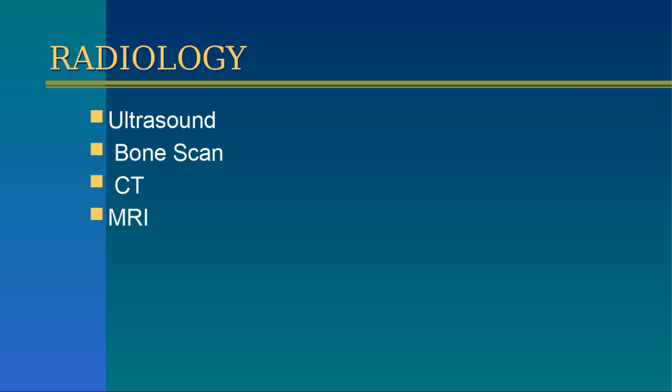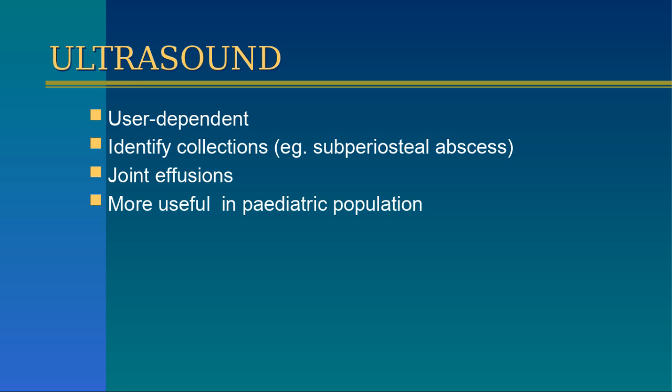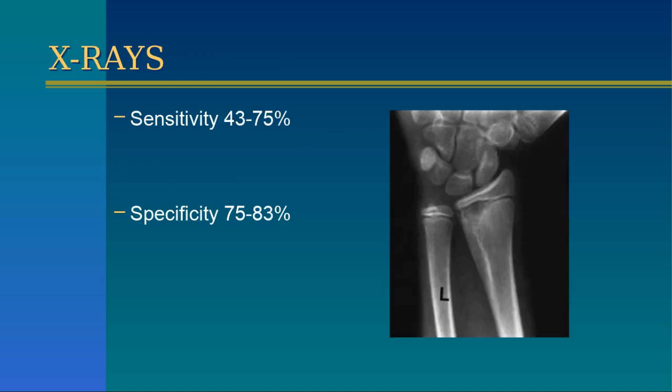Radiology, nothing specific. We do the usual ultrasound, bone scan, CT scans, MRIs, but the ultrasound of note is very user dependent. But it's useful in the young child where the bone is developing. So there's a lot of cartilage, soft tissue around, and you can pick up collections easily, because that's what the ultrasound is good at, soft tissue and fluid. So with the subperiosteal collections, abscesses, joint effusions, the ultrasound is very good in the pediatric population. As you get older, it sort of falls off in terms of helpfulness.